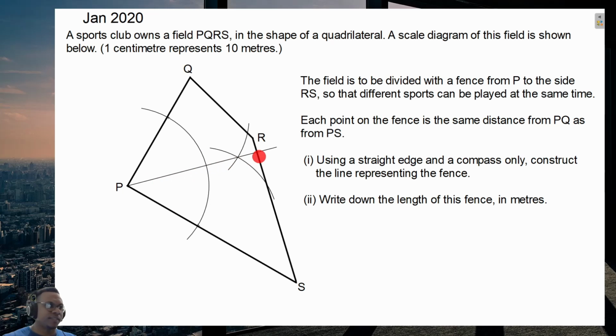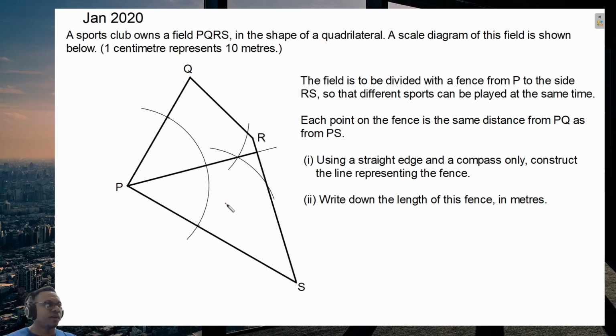So this is our bisector, and this will also represent our fence. So our fence will come from P to this point where it touches the line RS. So now we'll darken that line. And this is our fence that they ask us to construct. Now part 2, we are asked to write down the length of the fence in meters. So first we'll measure the length of the fence. Now a point to note is that this question must be done on the exam paper.